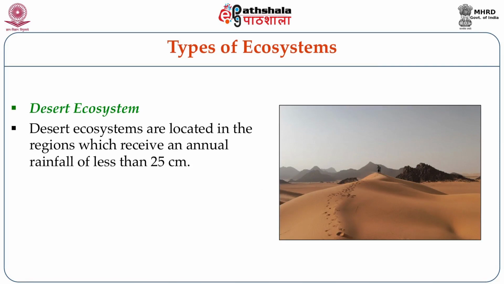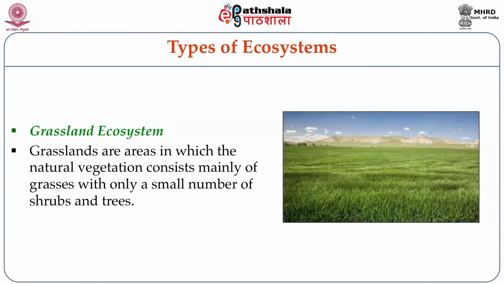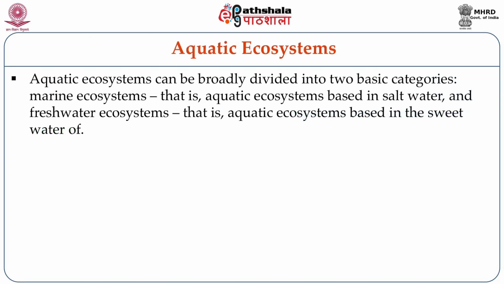If you look at desert ecosystems, they are located in the regions which receive an annual rainfall of less than 25 centimeters. The vegetation of such regions comprises shrubs, bushes, a few grasses, and only a very small number of trees. The last significantly large ecosystem in terrestrial ecosystems is the grassland ecosystem. Grasslands are areas in which the natural vegetation consists mainly of grasses with only a very small number of shrubs and trees. Now let's come to the aquatic ecosystems.